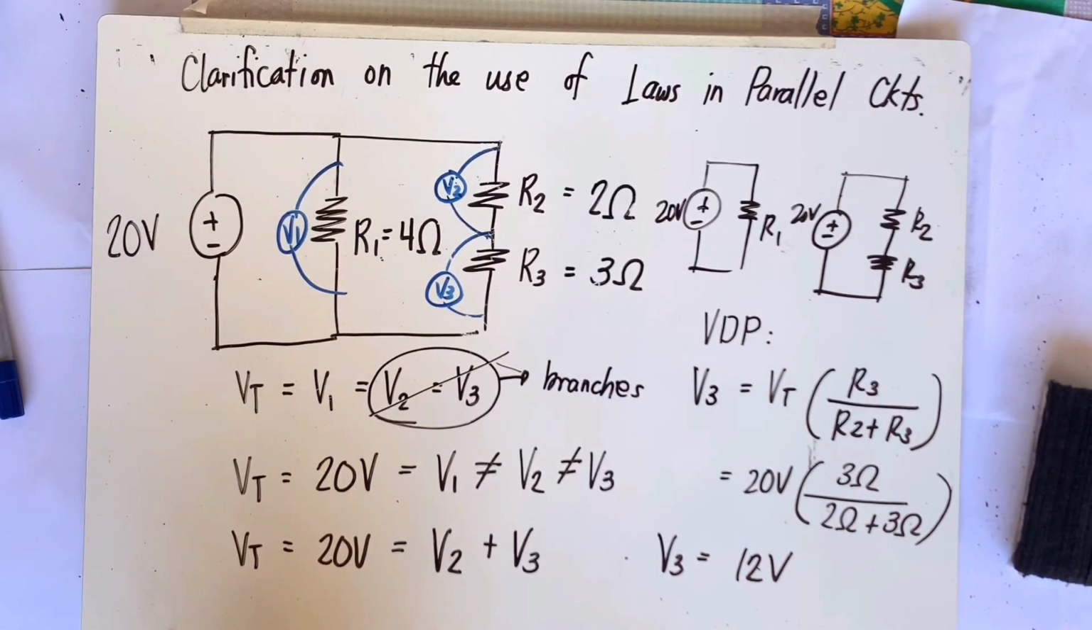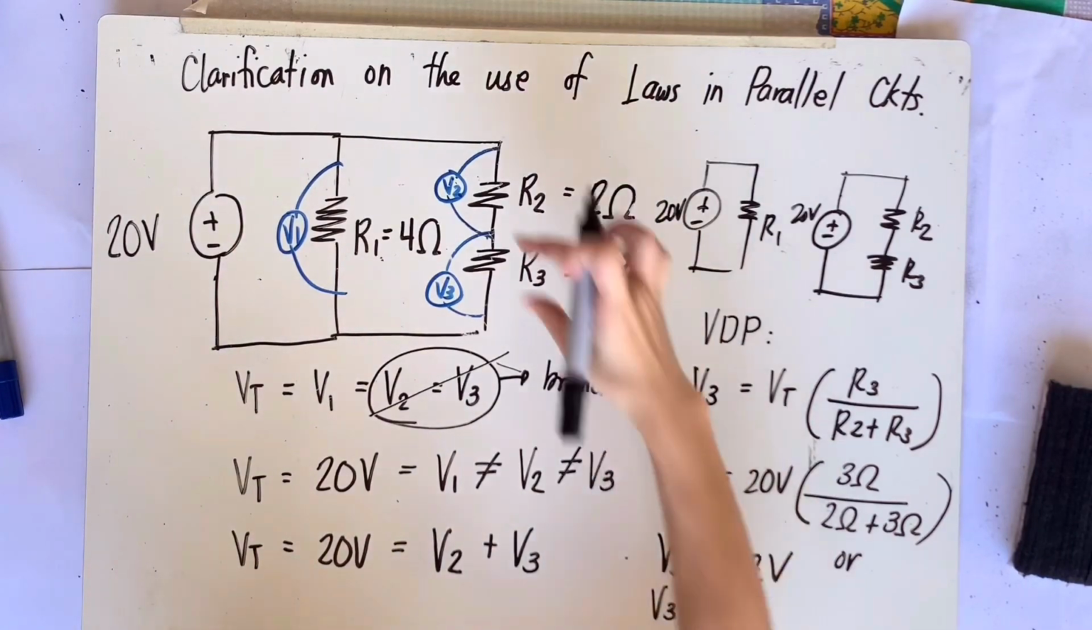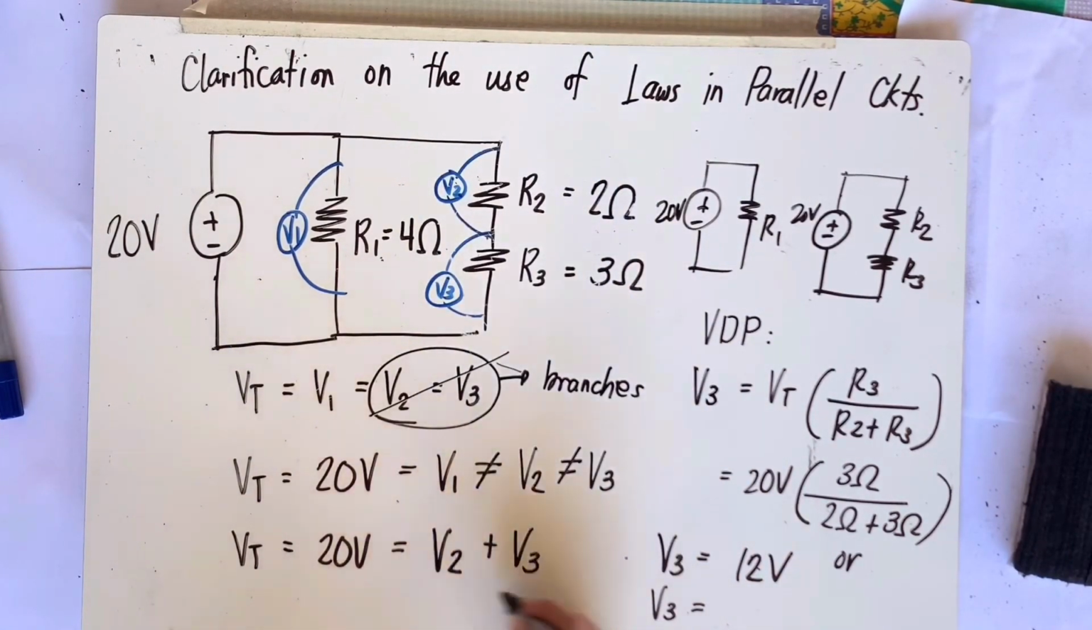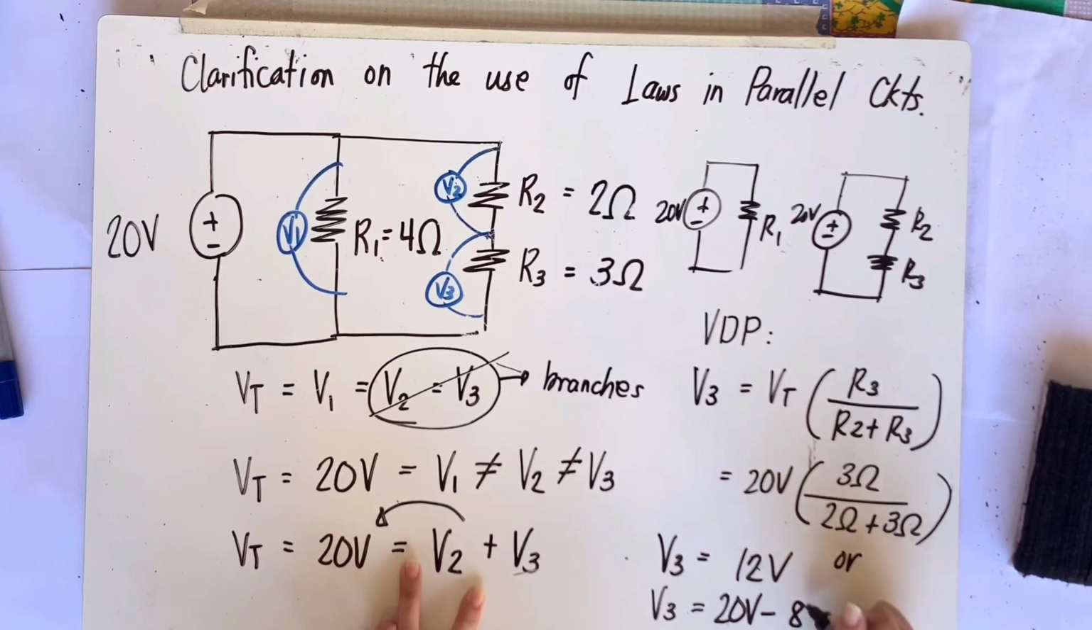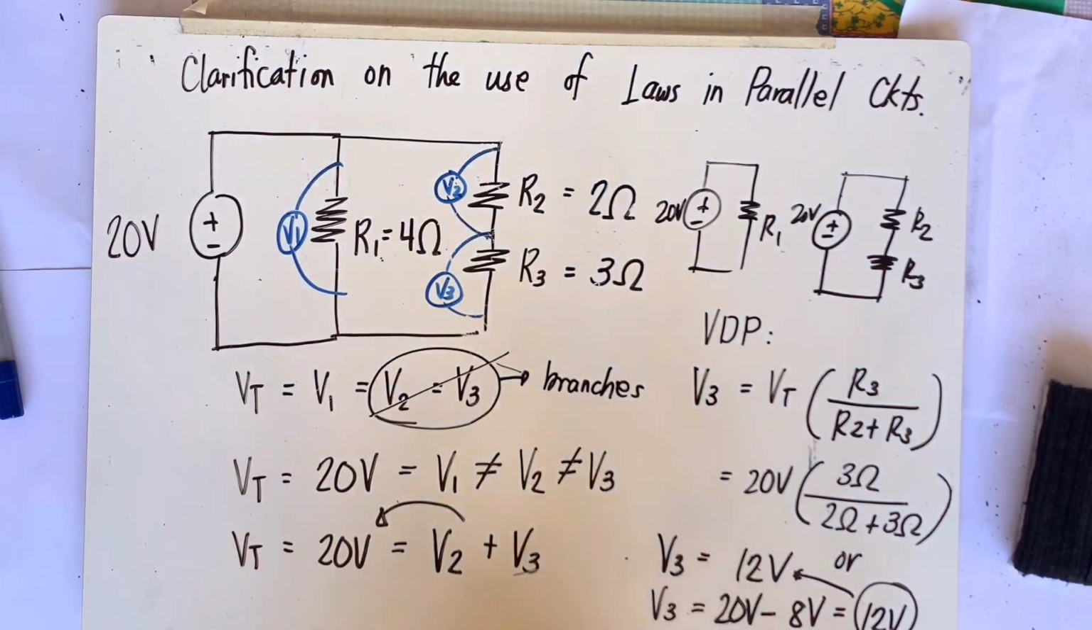Pero kung gusto mo ng alternative solution to this, mas maigsi, pwede tayong bumalik dun sa principle ni series, 'di ba, na yung sum ng voltages, or ito, balik ka dito sa equation na to, 'di ba, pag tinranspose mo si V2 sa kabilang side, makukuha mo na si V3. Therefore, yung V3 ngayon natin, that would be equivalent to 20 volts minus transpose mo si V2. Ano ba yung V2 na na-solve natin? 8 volts. So, ang sagot natin, 12 volts pa din. Parehas pa rin.